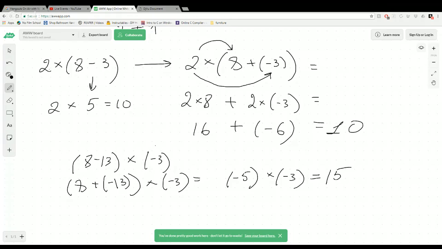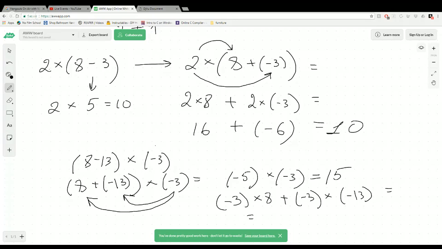Or you can apply the distributive property. It's negative 3 times 8, excuse me, not 13, negative 3 times 8, plus negative 3 times negative 13. Negative 3 times 8 is negative 24. Negative times negative becomes positive, so plus positive 3 times 13 is 39, right? So negative 24 plus 39.